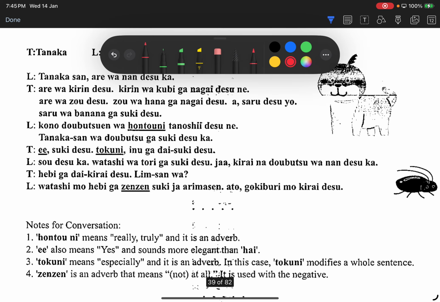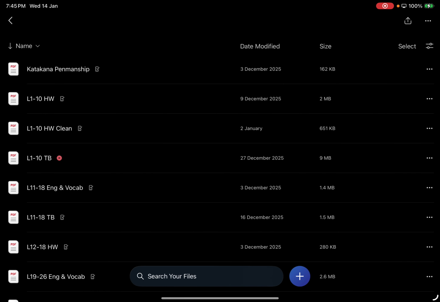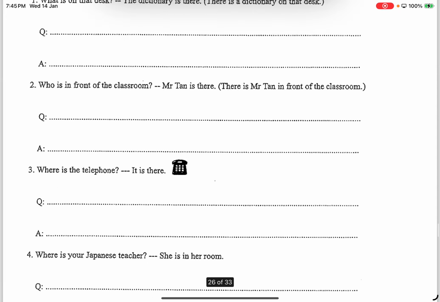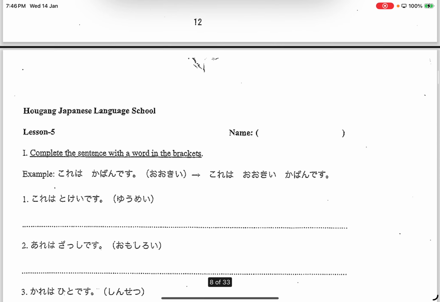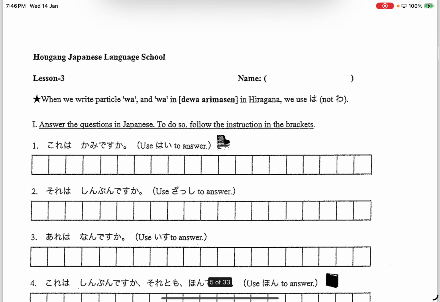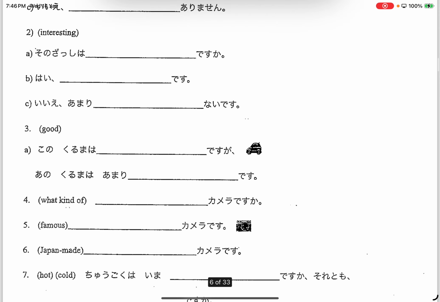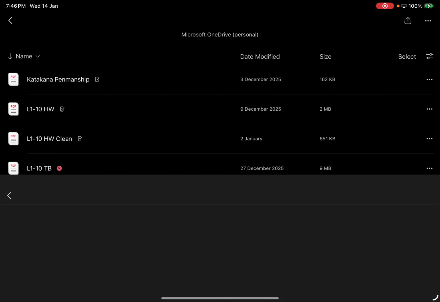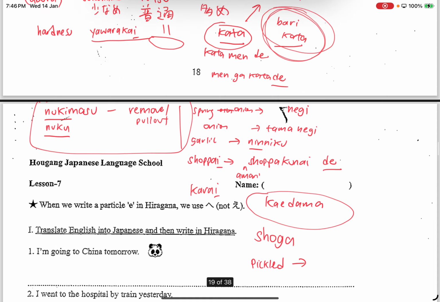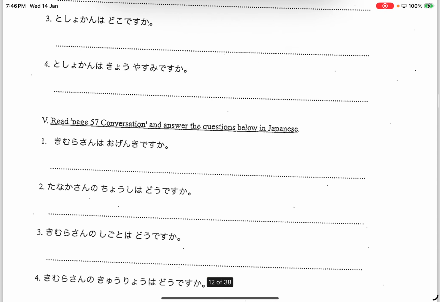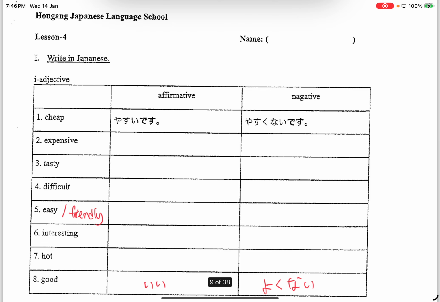Okay, no questions. We will go on to our homework for lesson 4. Homework for lesson 4. Wait a minute. Lesson 4. Okay, lesson 4.